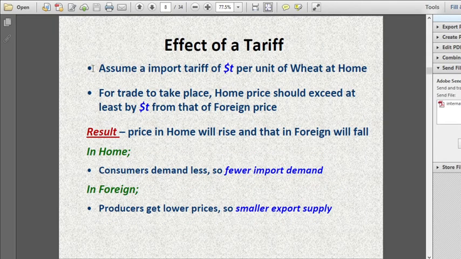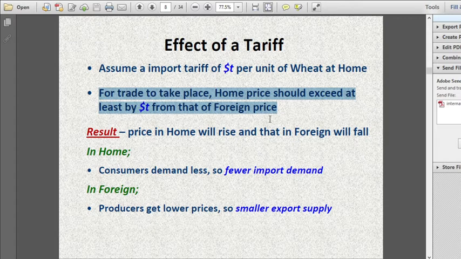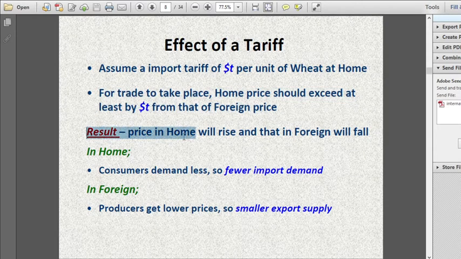Effect of tariff. Assume that an import tariff is a dollar per unit of wheat at home, and for trade to take place, the home price should exceed the foreign price by at least a dollar. Siyempre, foreign price na siya, mas mahal na, no? The result of this is the price in home will rise and in foreign will fall. In home, consumers demand less, with fewer imported products. In foreign, producers get a lower price, so a smaller export supply.